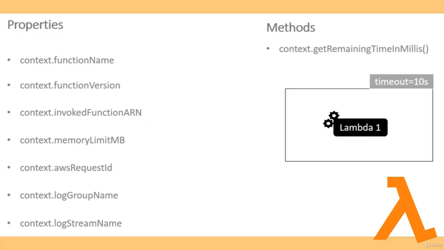We can check memory limit in MBs. We can check AWS request ID. We can find log group name or log stream name. Similarly, there is a method. There are various methods actually, but one of them is most useful. It is to find remaining time in milliseconds for timeout.